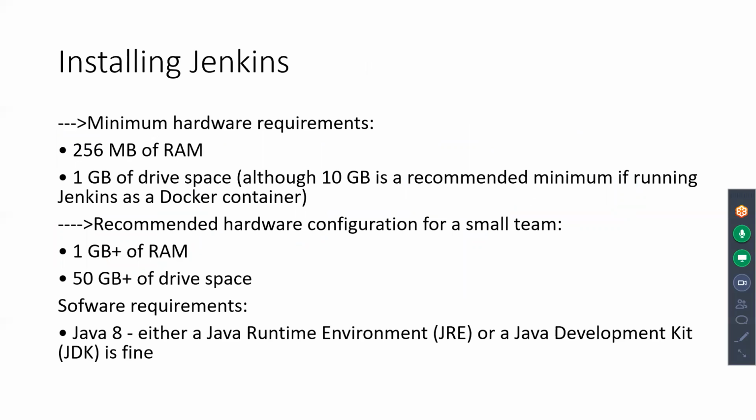To achieve continuous integration, continuous delivery or deployment, we use Jenkins. These are the minimum hardware requirements. You should have 256 MB of RAM and 1 GB of hard disk space. 10 GB is recommended if you are using Jenkins as a Docker. The recommended version is 1 GB RAM, 50 GB space, and Java 8 installed.